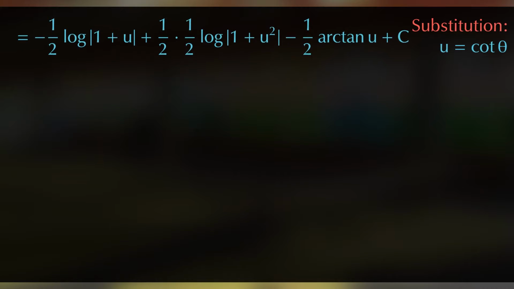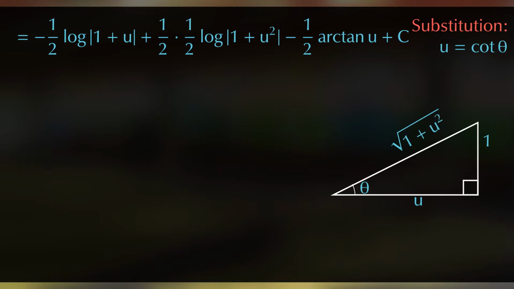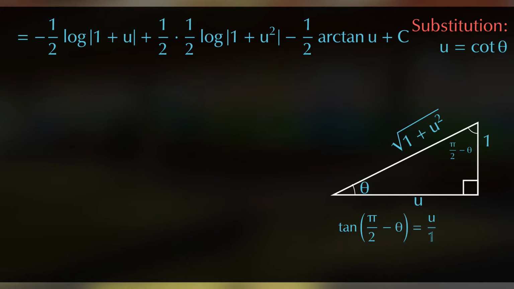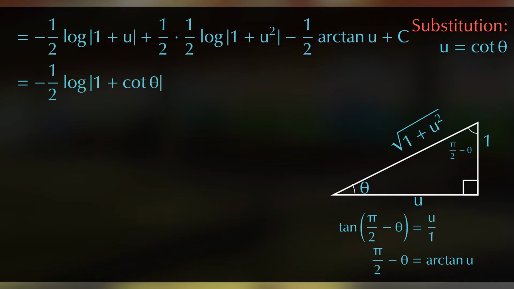Now we're almost done. We need to unsubstitute now. First, we'll rewrite arctangent u in terms of theta. In our substitution triangle, the last angle is pi over 2 minus theta. So tangent of that angle is u over 1. Hence, arctan u is pi over 2 minus theta. For the rest, we'll plug in cotangent theta for u.